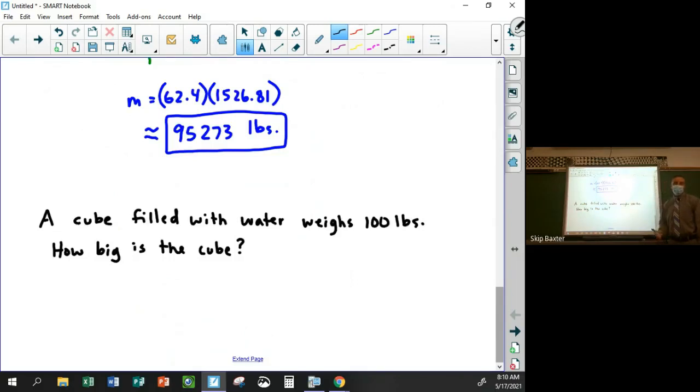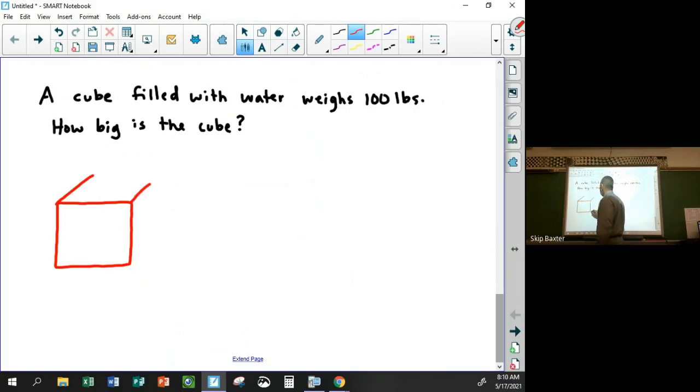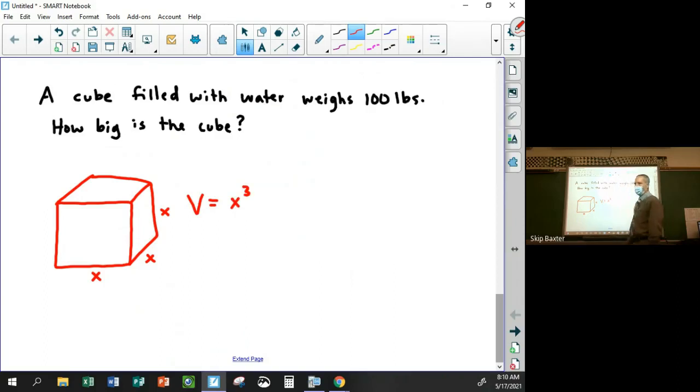So a cube is just a rectangular prism where all the sides are squares, right? So if I drew a picture of it, all the sides would have the same length. So let's just say it's like x by x by x. That's a cube. So the volume of this cube is x cubed, right? X times x times x, length times width times height.